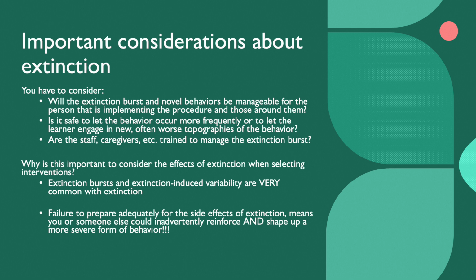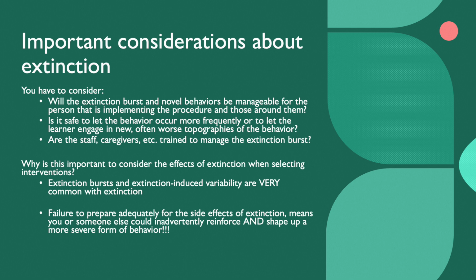Because imagine that you're in a school setting implementing an extinction procedure, and you experience the extinction burst with the response variation and an increase in response magnitude. Are any of those behaviors going to be harmful to the people that are around the client? Are they going to be harmful to the client themselves? Is the behavior manageable in that setting?